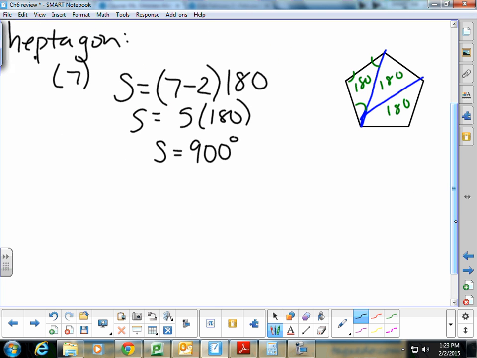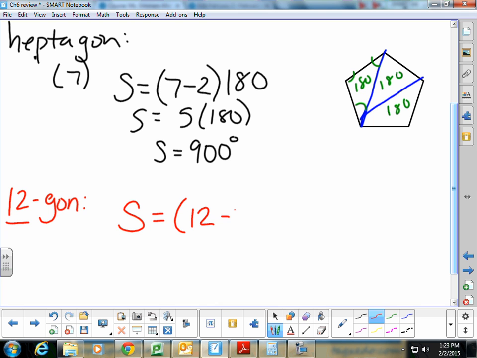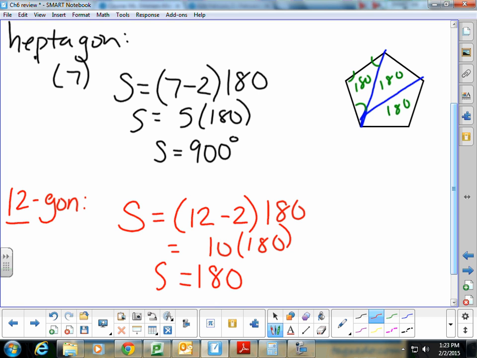The next one was for a 12-gon. So that's a 12-sided figure. So I do the sum is 12 minus 2 times 180, which is just 10 times 180 for a sum of 10,800 degrees. Okay? Not too bad.